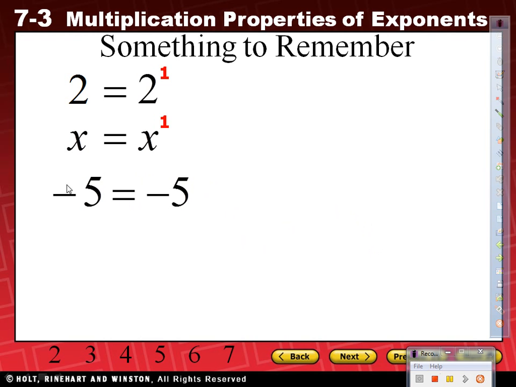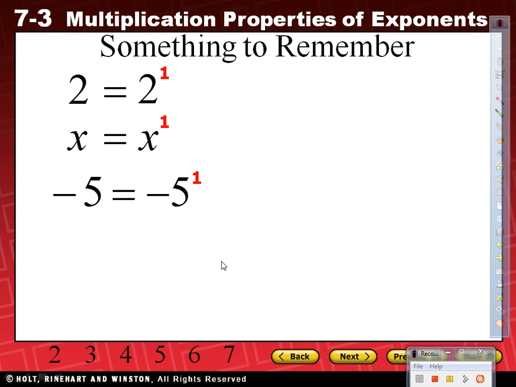I need to clarify, though, there are certain rules that we need to follow in regards to the negative in front of the 5, so we'll get to that in a little bit. But just so that we remember, any number that you see that does not have an exponent, you're going to add an exponent of 1. Are we there? All right.